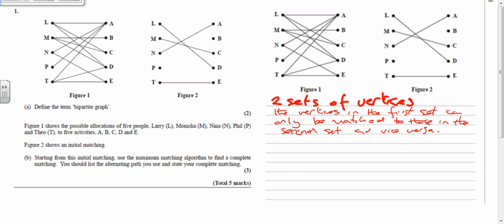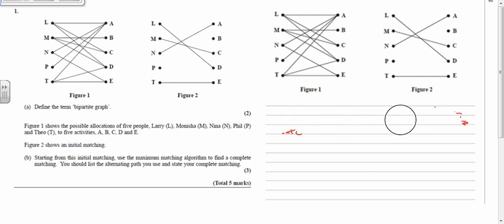Next one. Figure 1 shows the possible allocation of 5 people: Larry, Manisha, Nina, Phil, and Theo, to the 5 activities A, B, C, D, and E. Figure 2 shows an initial matching. So an initial matching means we're going to just throw them all together and see what lands. So they've matched L with D, M with C, N with A, and T with E. Now start from this initial matching, use the maximum matching algorithm to find a complete matching. You should list the alternating path and state your complete matching.